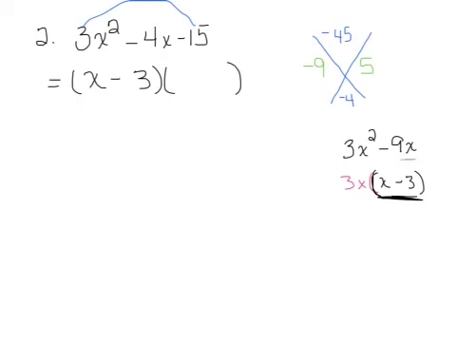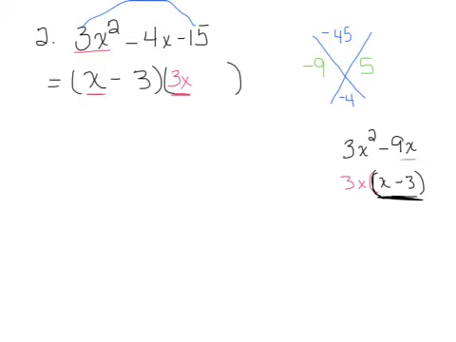And now I have to figure out what my other factor will be. Well, I know that when I multiply my firsts together, I've got to get 3x squared. So what do I have to multiply x by to get that 3x squared? What's going to go in the first spot? If I want a 3x squared, I've got to put a 3x right in there, right?